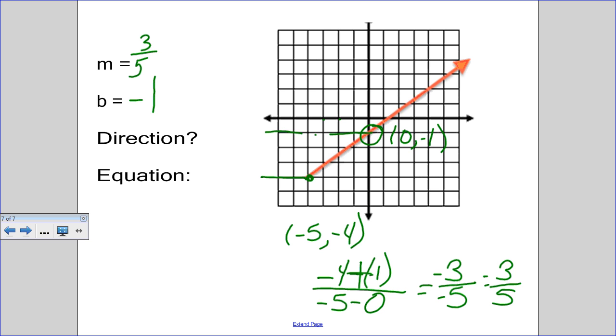Now let's look at the direction. Do you guys think it is positive going up from left to right or negative where it slides down from left to right? That's right, it looks positive to me. So our equation is y equals what? 3/5 x minus 1. Perfect. All right, guys. There's some practice for you on writing equations from our graph or when we're provided with the slope and the y-intercept.